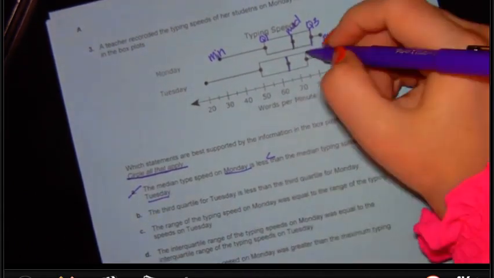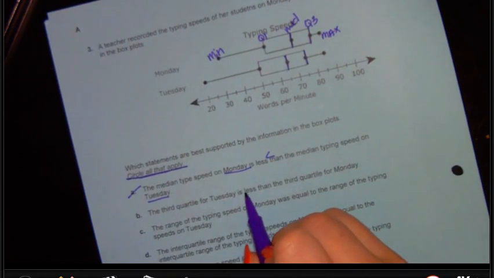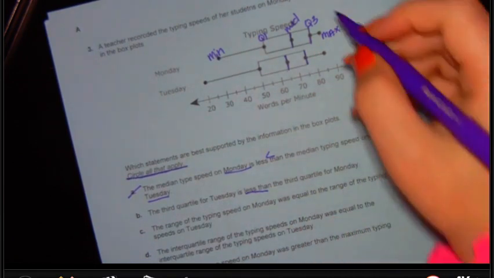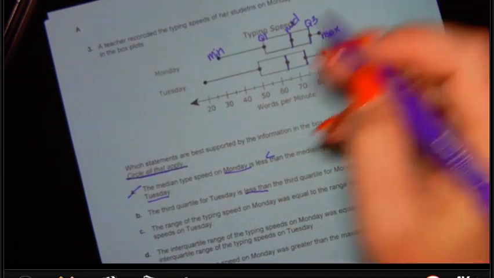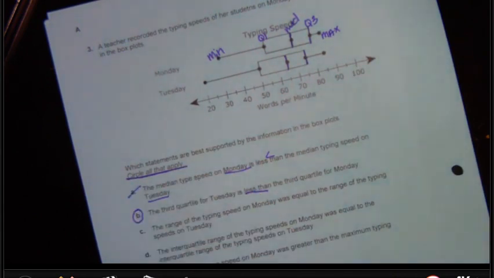So Q3 on Tuesday, which is this one, is less than the third quartile, or Q3, on Monday. Well, is this one smaller than this one? Yes. So B is an answer choice.